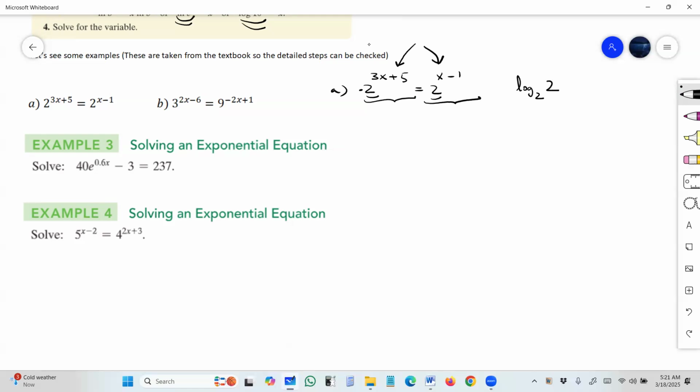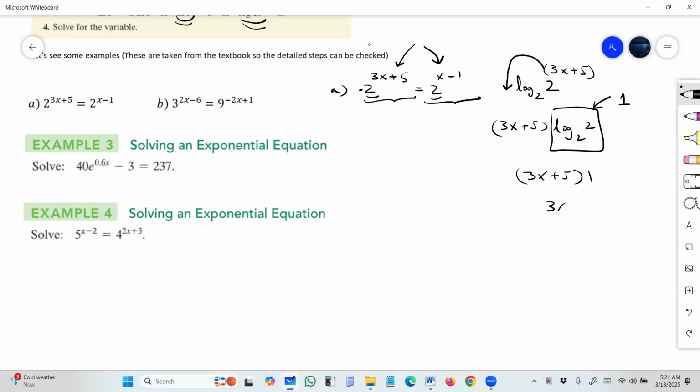And when we do, this is what happens. I'm only going to show you the one on the left. Okay, now, by the properties of logs, this exponent goes in front of the log. And then I have this. And then I apply the properties of log again, and log base 2 of 2 is just 1. So then I have 3x plus 5 times 1, which is obviously just 3x plus 5.